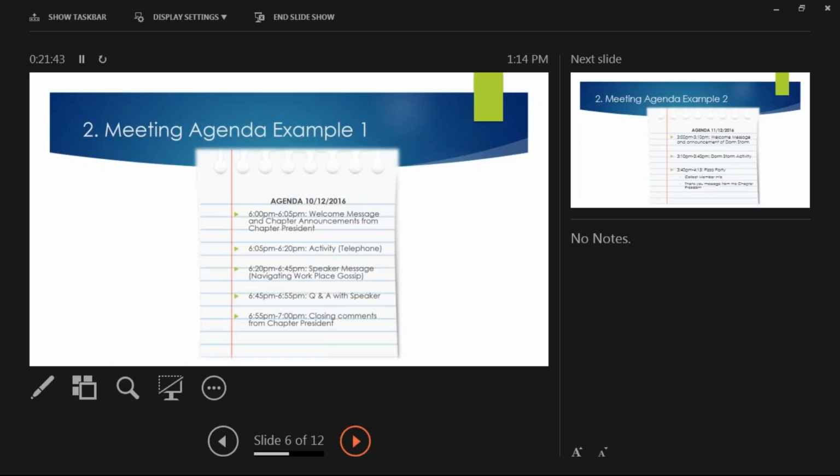And then next you could do your activity to kick things off, almost like an icebreaker to get people relaxed and feeling good about the meeting. And then maybe you can have a speaker talk a little bit more about it, saying, okay, you played this activity earlier. Here's why we did that. Here's why this is important. And then do a Q&A and then some closing comments by the chapter president.